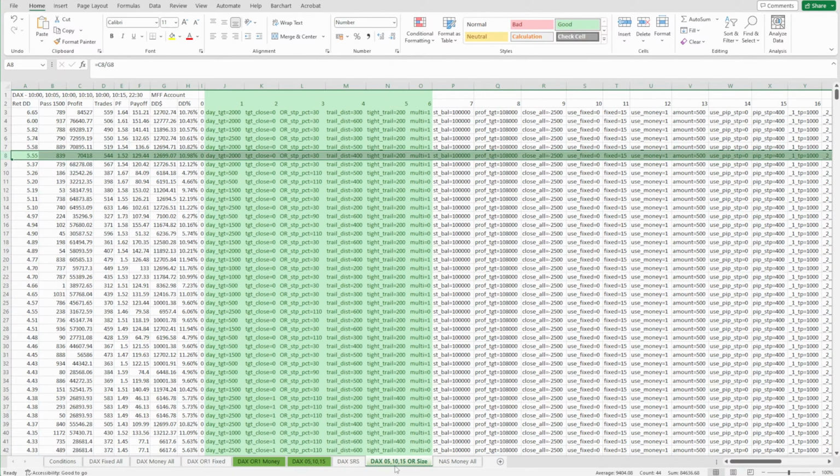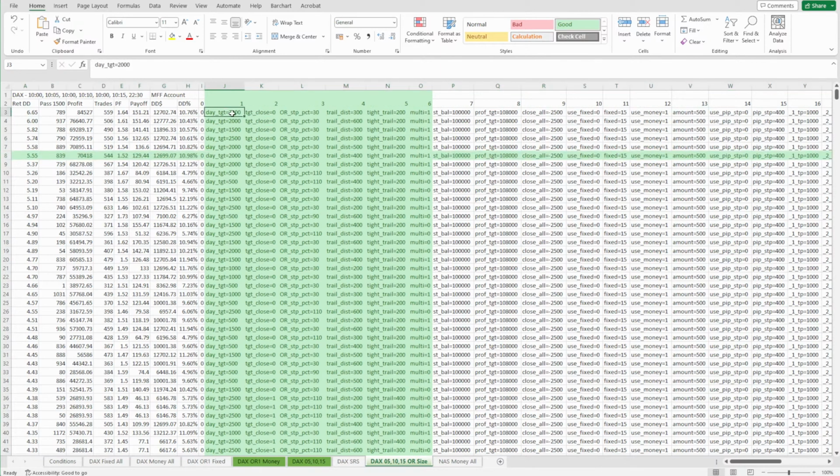In this example, on this particular tab, I'm trading the DAX on the 5, 10, and 15-minute time frame breakouts. I've asked it to try different daily targets ranging from $500 to $2,500. I've asked it to test whether or not it's better to close when I hit that target. I've asked it to vary the stop distance between 30 to 125%, to change the trailing stop between 200 to 1,000, and the tightening of the trailing stop from 200 to 400. I've also asked it whether it's better to take multiple trades or single trades.